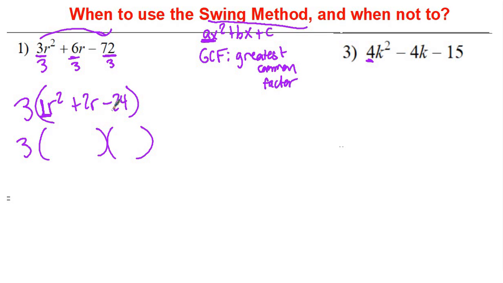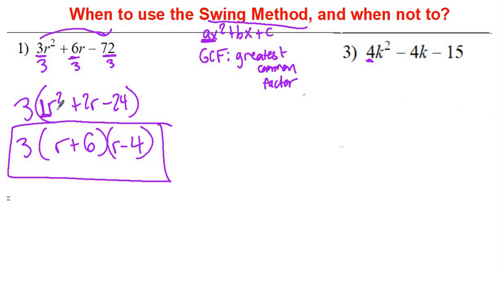So what numbers multiply to negative 24? Well, it's going to have to be a positive times a negative. And what multiplies to negative 24 but adds to 2? That would be 6 times negative 4, and 6 plus negative 4. Okay, the important thing to note is that you need to keep this 3 in front right here, because if you were to just FOIL what I circled right there without the 3, it would not take you back to the original. So the 3 needs to stay in the final answer.